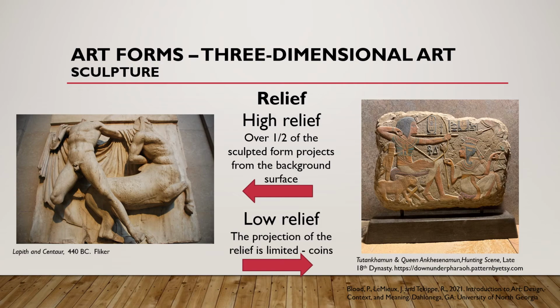Relief sculptures can be high relief or low relief. Typically, relief sculptures are tied to architecture in some way. With the high relief sculptures, over half of the sculpted form projects from the background surface. This also produces what we call undercuts. An example of that would be on the left between the leg of the man and the body of the centaur. In low relief sculpture, the projection of the relief is limited, like the Egyptian wall art on the right. Another example of low relief art would be the coins that we use.